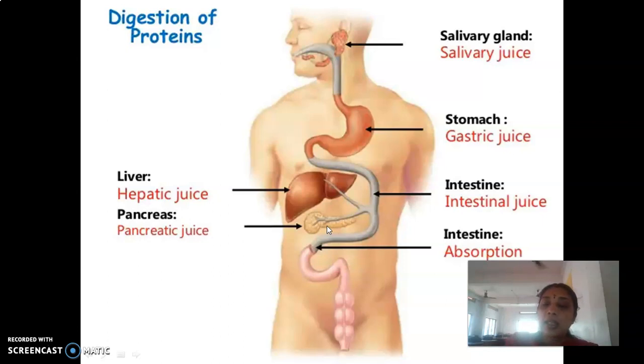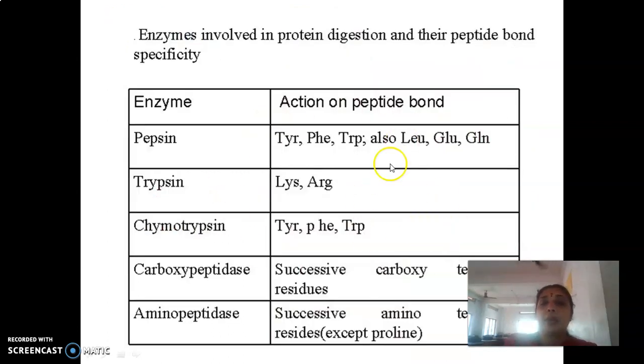And the main site of action of pepsin is the peptide bond, where the pepsin goes and destroys the peptide bond wherever it meets the tyrosine residues, the phenylalanine, the tryptophan, the leucine, glutamic acid, and glutamine, right? So these are the amino acids which are subjected to action by pepsin.